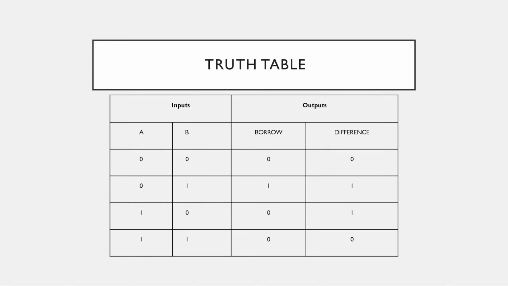Truth table. As you can see here, we have two inputs and two outputs. When the inputs are 0 and 0, the outputs we get are borrow as 0 and difference as 0. When the input is 0 and 1, we get borrow as 1 and difference as 1. When the input is 1 and 0, we get borrow as 0 and difference as 1. When the inputs are 1 and 1, we get borrow as 0 and difference as 0.